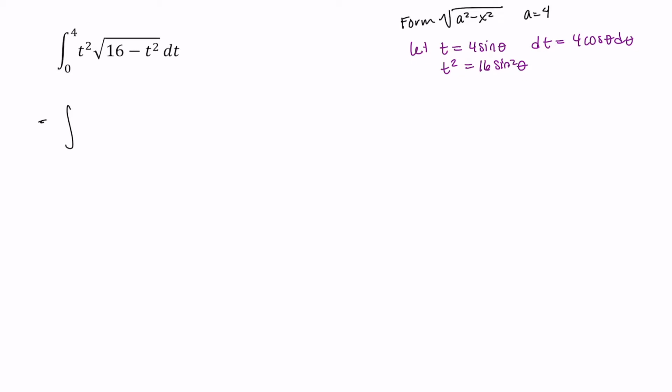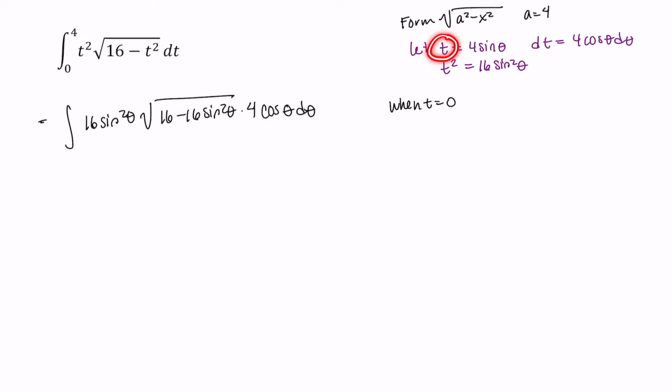So this becomes the integral of 16 sine squared theta times the square root of 16 minus 16 sine squared theta times 4 cosine theta d theta. Now, the limits of integration: our lower bound is 0, so when t is equal to 0, replacing t here with a 0, we're left with 0 equals 4 sine theta. So sine theta equals 0, and of course, sine theta is equal to 0 when theta is just equal to 0.